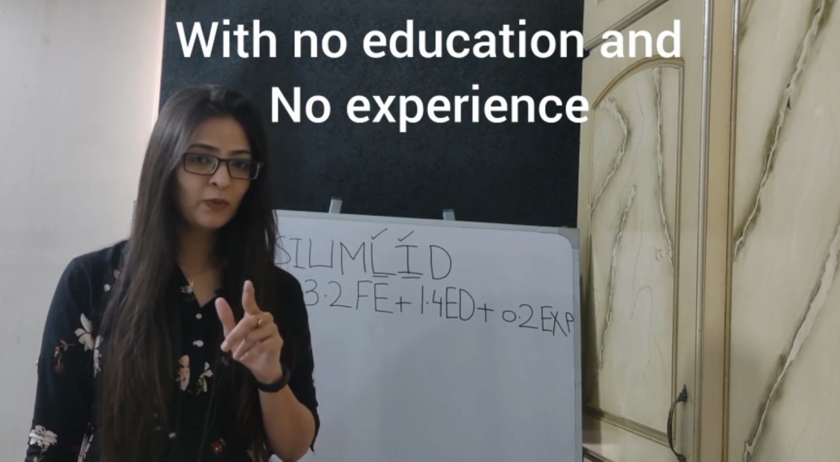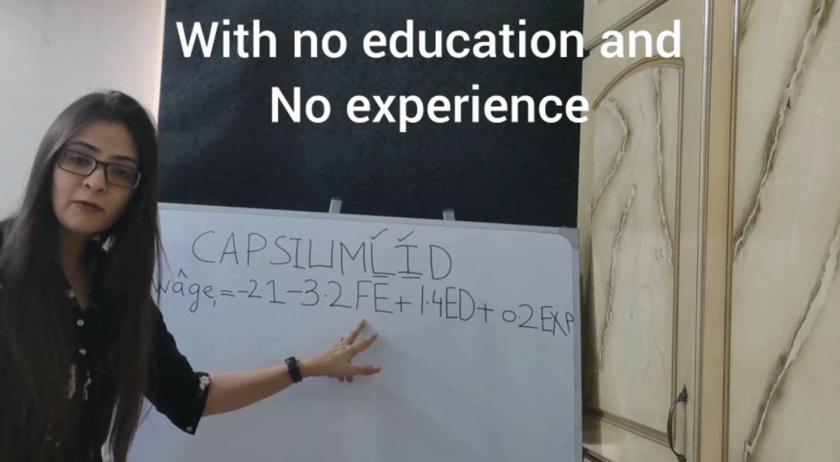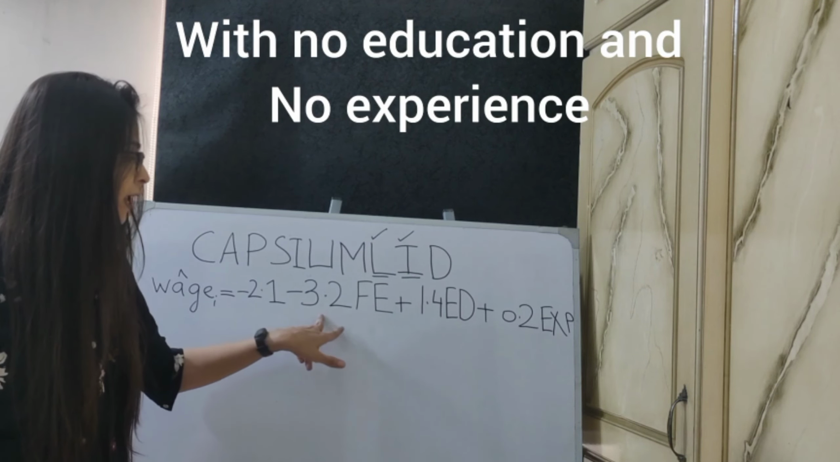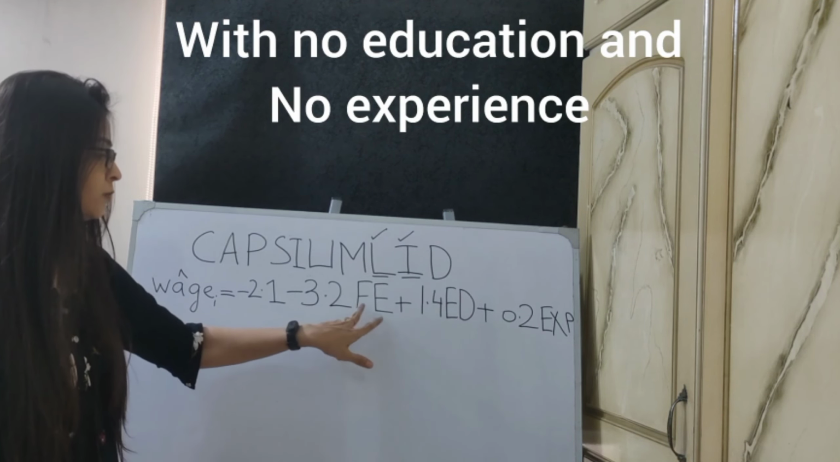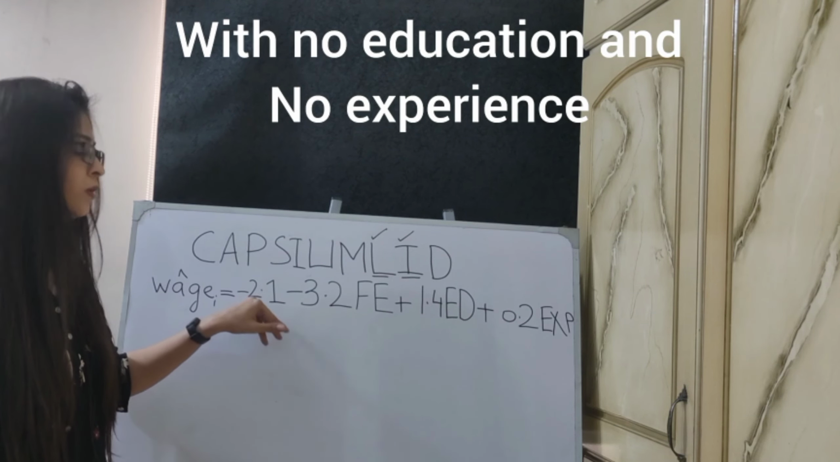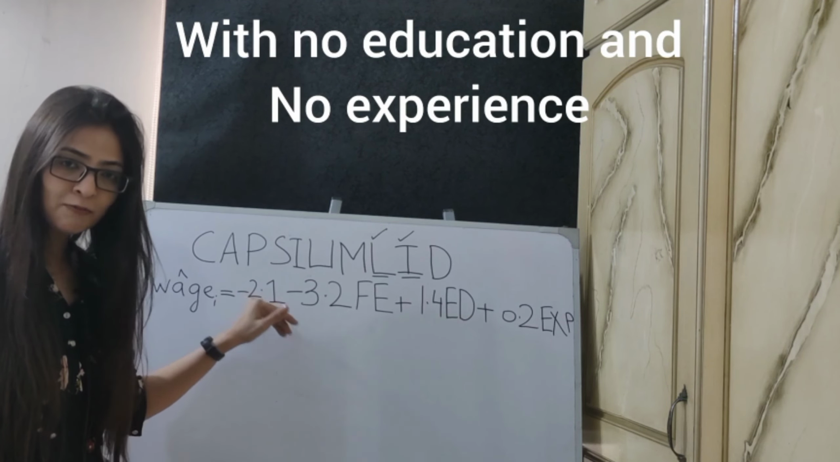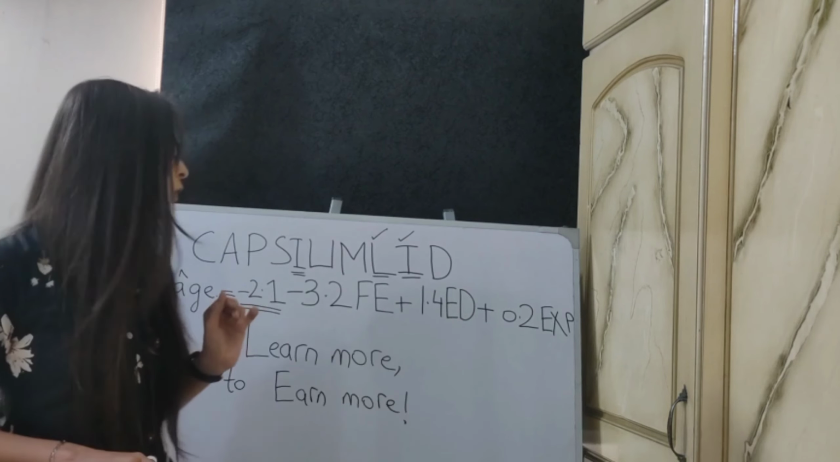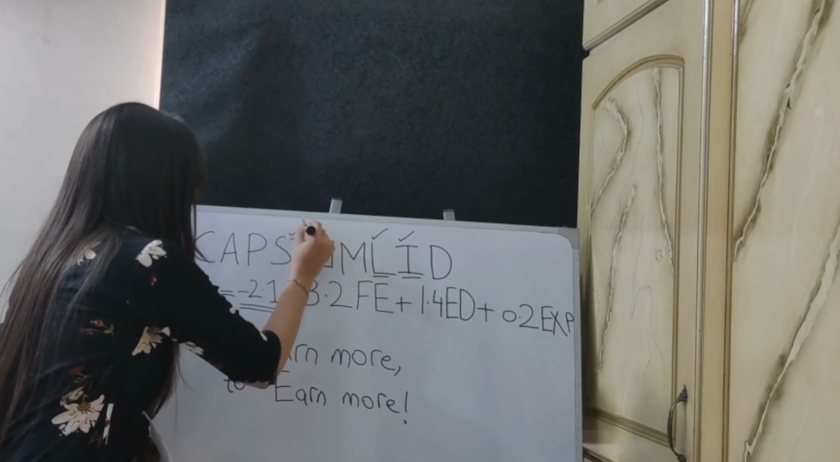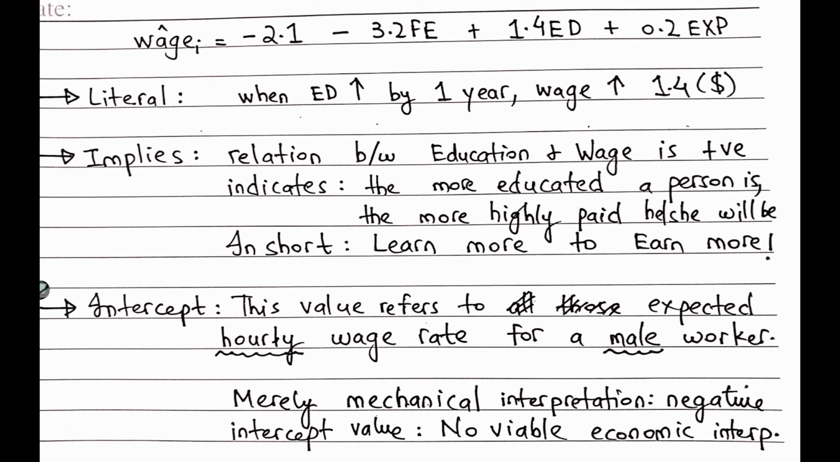Why did I say male worker? Because you can see that there is a dummy variable in the equation, that is, we have the female dummy. So when this becomes 0, this is going to represent only the hourly wage rate for a male worker. Okay, so that covers the next I. So we are done with 3 points, that is the literal interpretation, what it implies, and a very brief comment on the intercept.